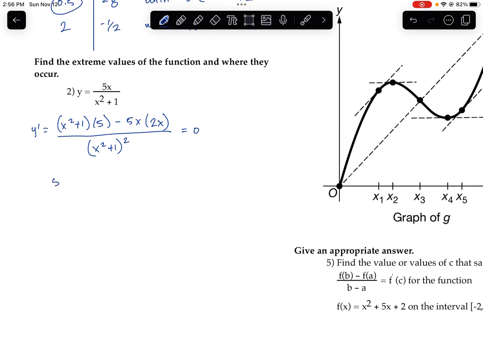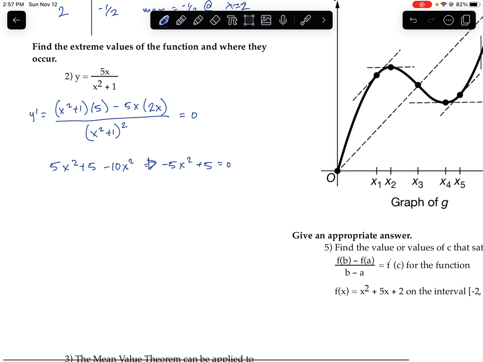So in the numerator we have 5x squared plus 5 minus 10x squared, which is equal to negative 5x squared plus 5. And remember, we're going to set that equal to 0.